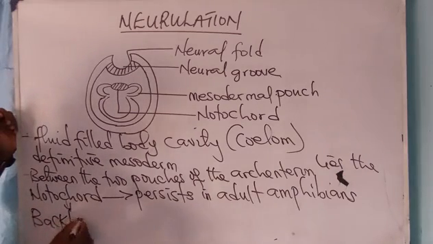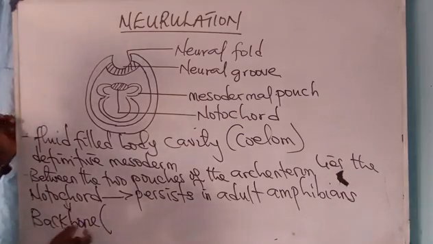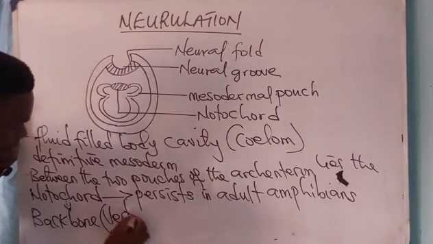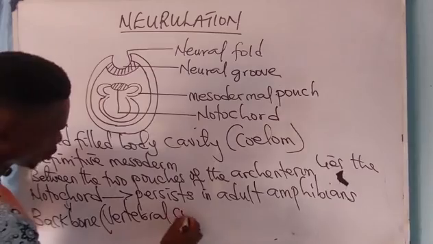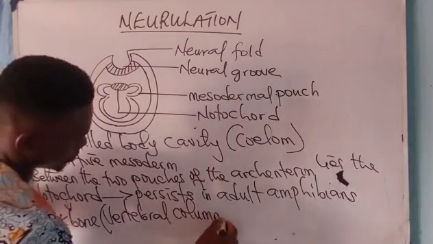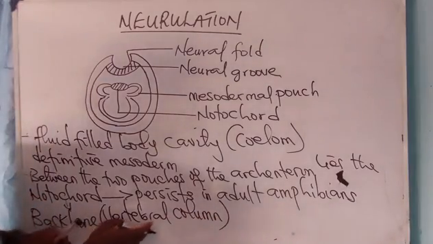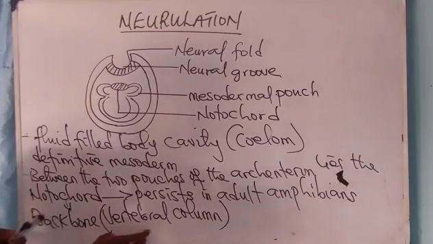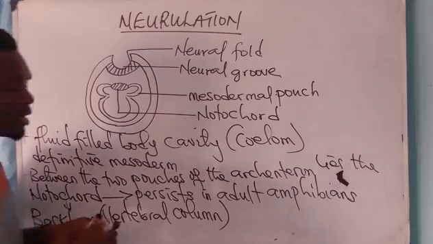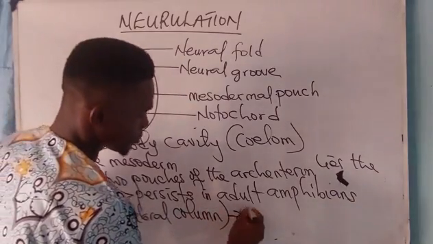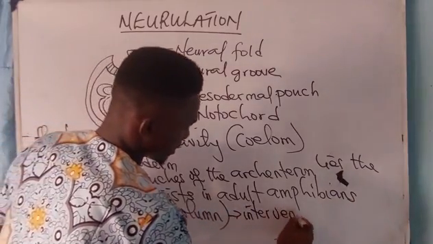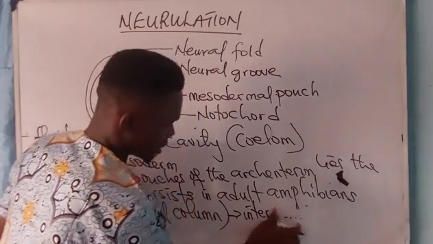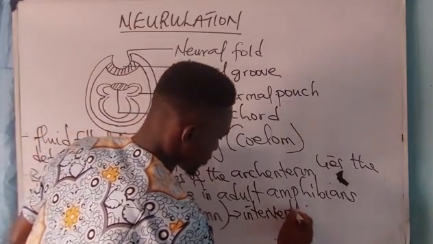Backbone, otherwise called what? Vertebral column. And this vertebral column, called the backbones, each backbone is separated by what is called intervertebral disc.